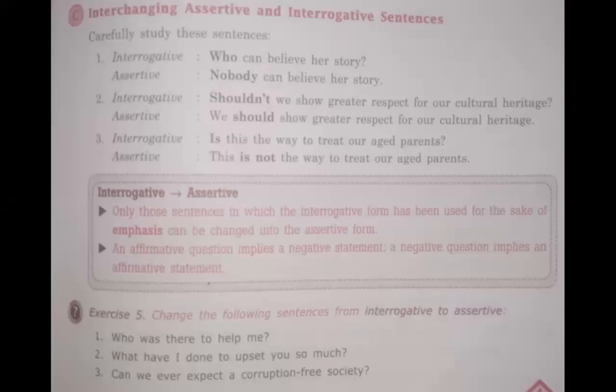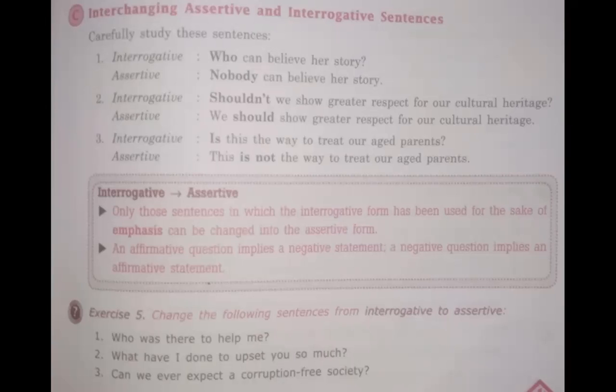So let's go to the fifth exercise. Change the following sentences from interrogative to assertive. We have interrogative sentences in the exercise, and these sentences are to be changed into assertive ones. The first sentence is, who was there to help me?